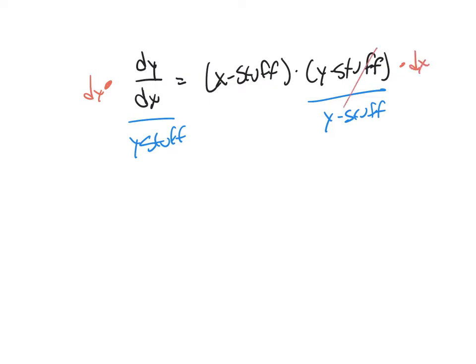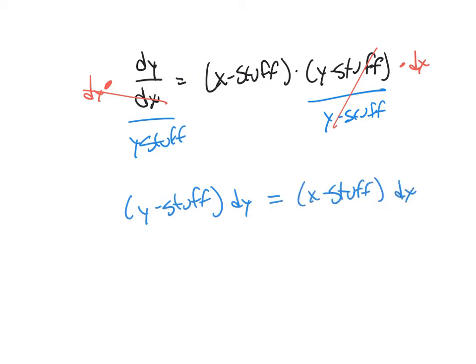Okay, so this cancels and these cancel, and we end up with dy divided by y stuff. That's still some y stuff, or 1 over some other y stuff. We have y stuff here with the dy, and x stuff here with a dx. And then what we can do is the indefinite integral on both sides. And when we do that, we'll get some other y stuff and some other x stuff.